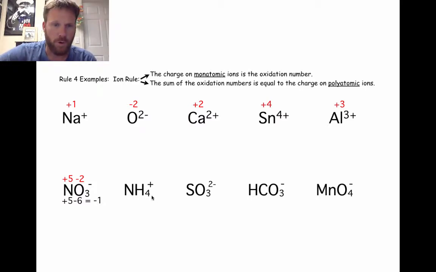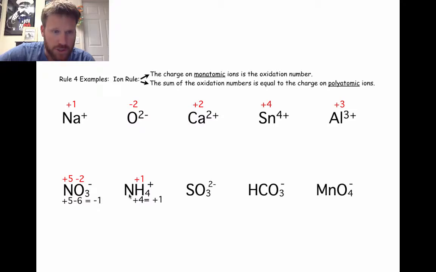So how about NH4+? Well, you know hydrogen, following the hydrogen rule, is always a +1. So then you have to add up the oxidation numbers to get an overall +1 charge. Well, you have 4 hydrogens, so that means you have a +4 from the hydrogens.